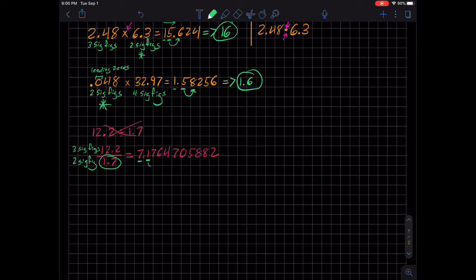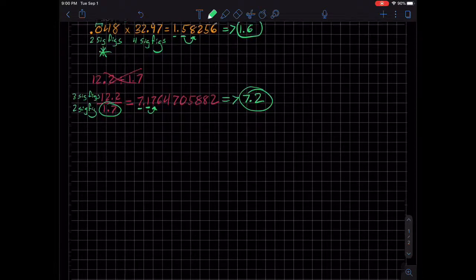Which means we're going to round at 2 significant figures, not decimal places. And because there's a 7 after the 1, we know it's going to round up, and the final answer is going to be 7.2. And there it is for division. Division has the same rule as multiplication. It's a lot easier.